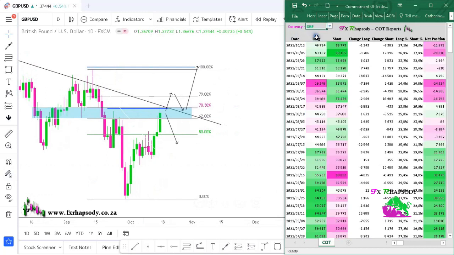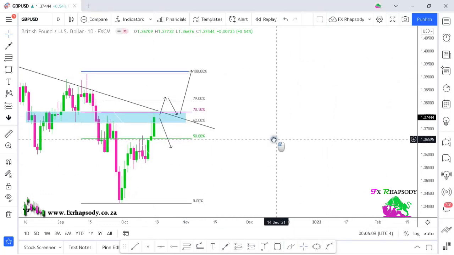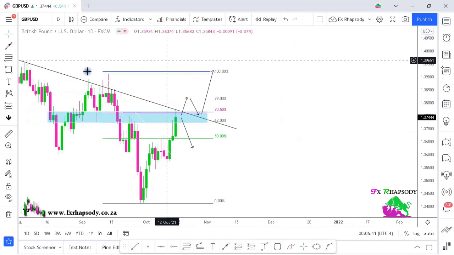COT reports. Let's have a look here. The British pound, there's lots of shorts being closed. So we saw this big amount of shorts being entered into the market 2 weeks ago, and that contributed to this huge movement to the downside. So we saw a lot of shorts being closed again this previous week, and so we see this big movement to the upside. So let's see what happens to the British pound this week again. Lower time frames will tell the tale, guys.